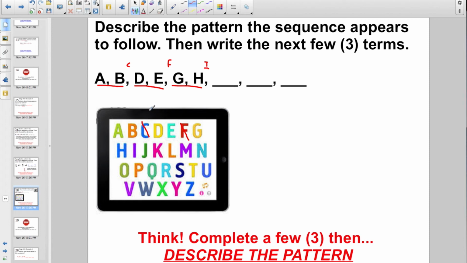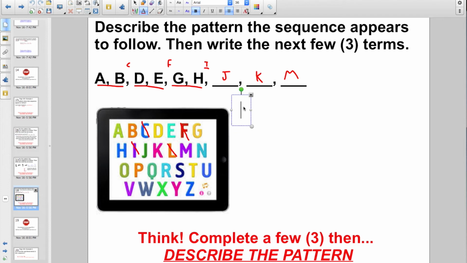So what's going to be my next 2 terms? J and K. So I'd write capital J. I'm going to write capital K. But I don't want this L, do I? I want an M. Are you ready to think? Because that guy is definitely a thinker. And how are we going to describe it?